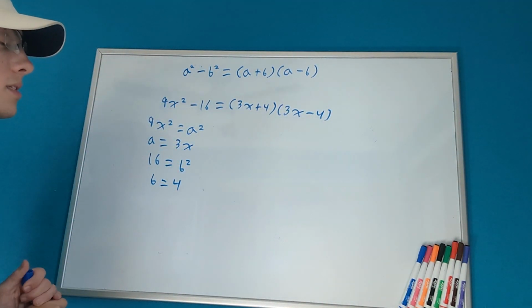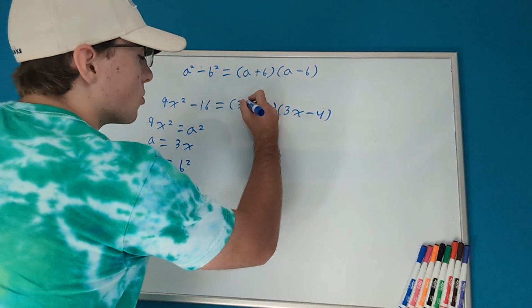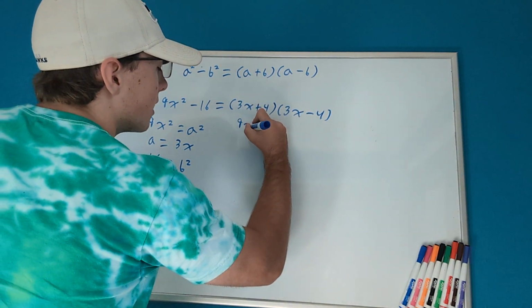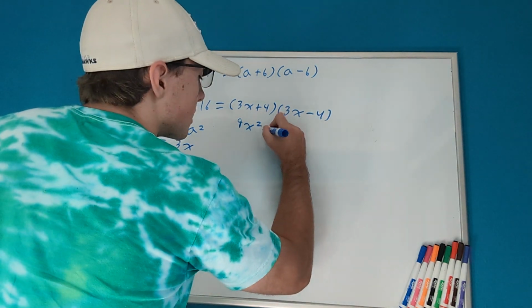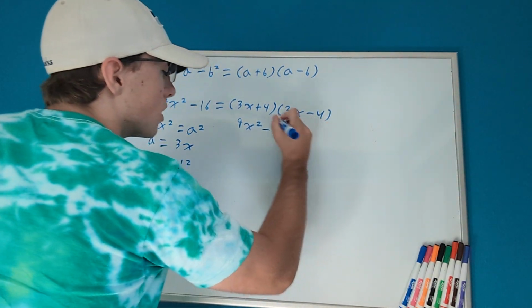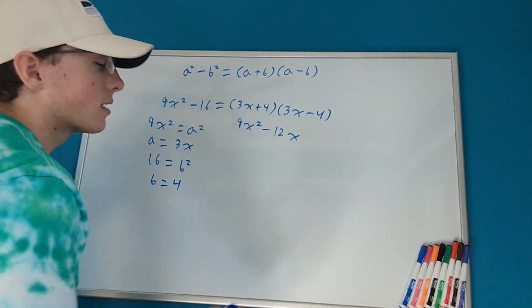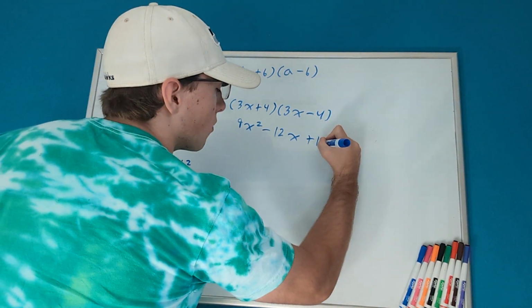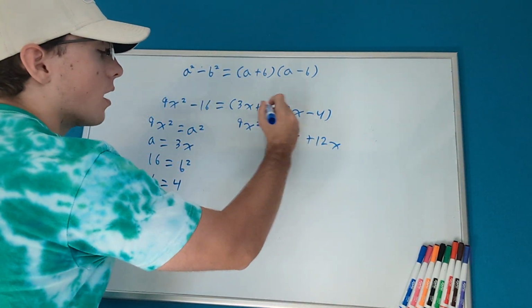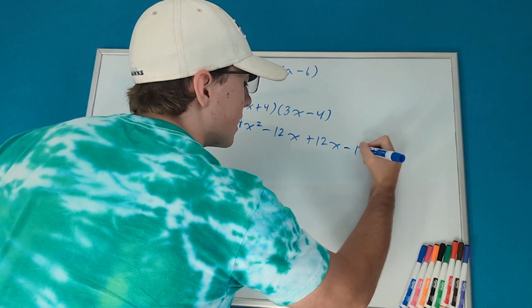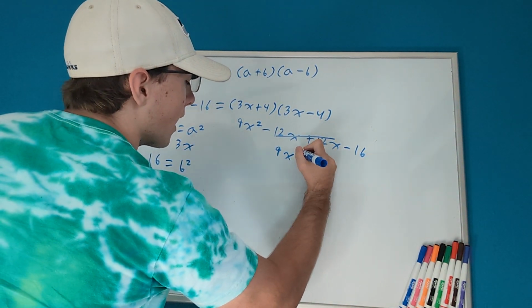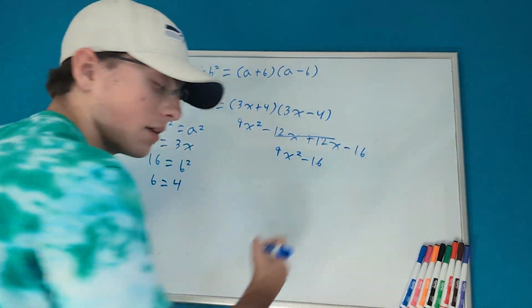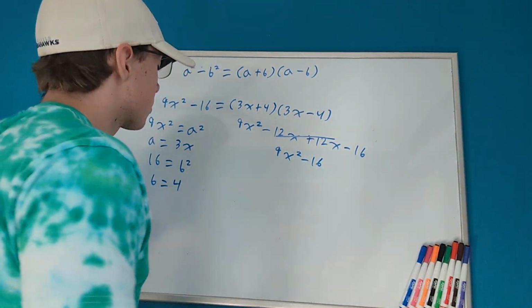And if you want to check this, you can expand it. Let's expand it. So we get 3x times 3x. That's 9x squared. 3x times negative 4. That's minus 12x. 4 times 3x. That's plus 12x. Then positive 4 times negative 4 is negative 16. These two will go away, and we're left with 9x squared minus 16. Right? So perfect. That's correct.